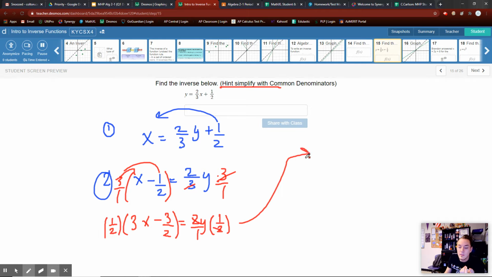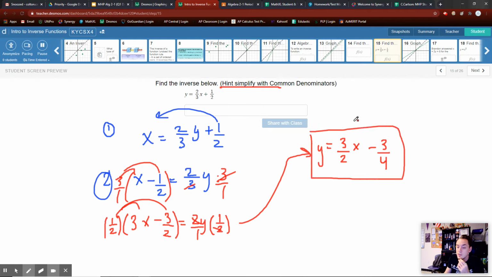So then multiply by 1 half, multiply by 1 half. So now what do I have left? I have y equals. What happens here? I distribute. 1 half times 3 is just 3 halves x. And then 1 half times negative 3 halves is actually just negative 3 all over 4, because 2 times 2 is 4. So this is my actual inverse. A little bit more complicated, but I hope you can understand how I did the math here. Replay it if you don't.